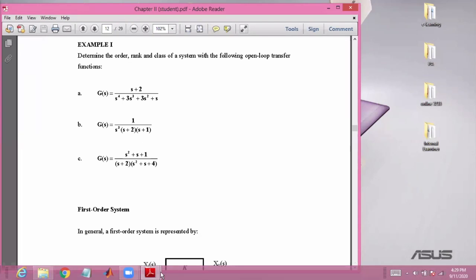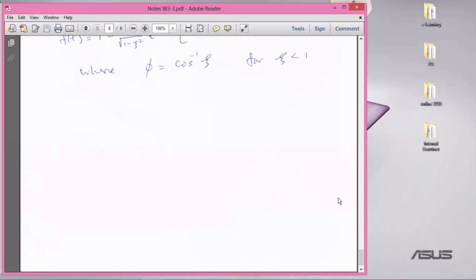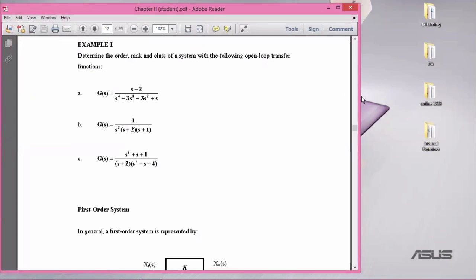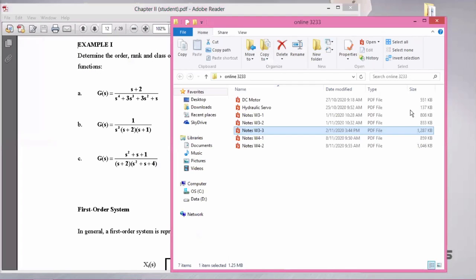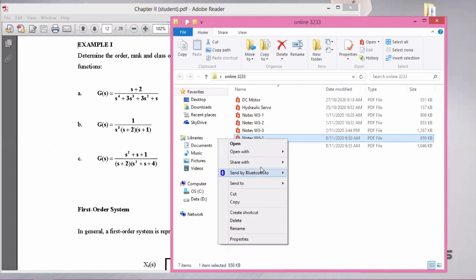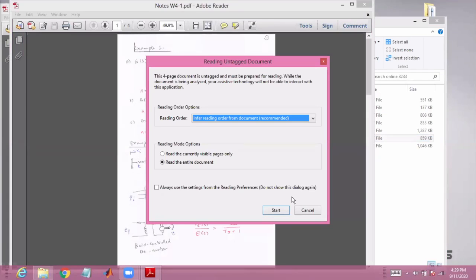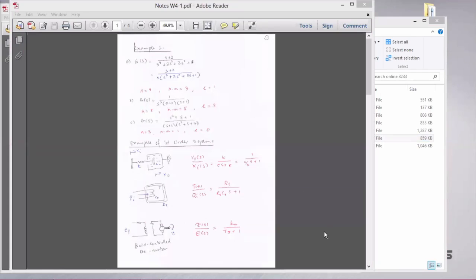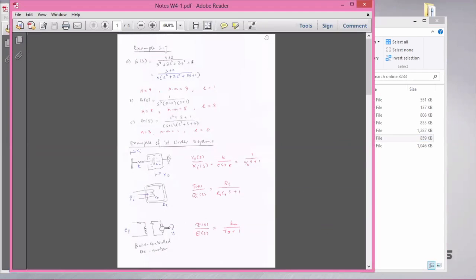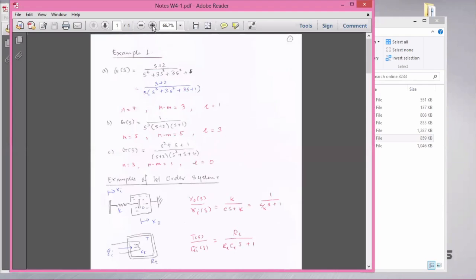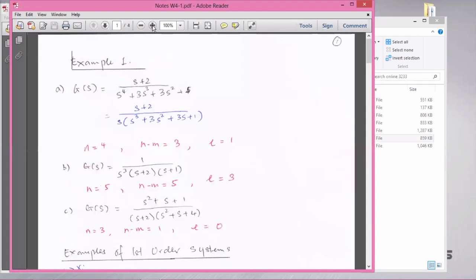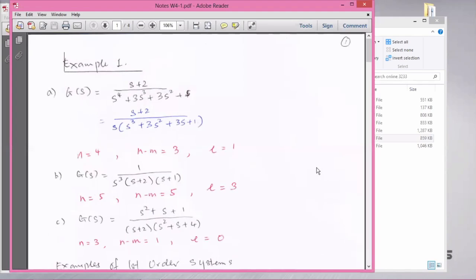Oh, okay. Wait a minute. I have this written in my notes. Oops. Okay. Where is it? All right, there you go. Okay, I have this written in my notes.